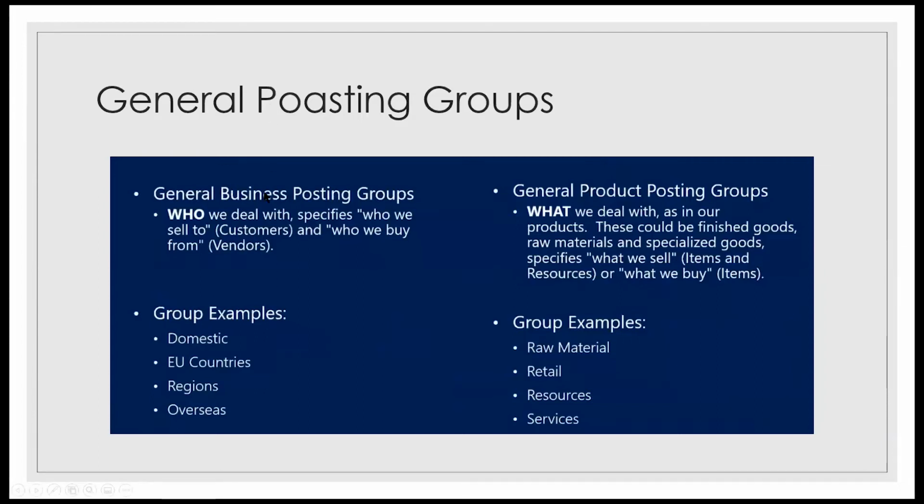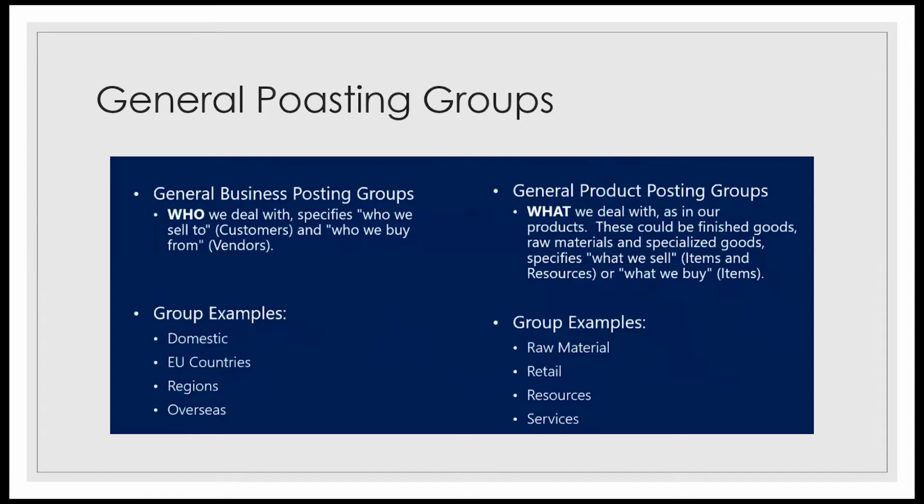I have my general posting. What happens whenever I have different criteria or variables? For instance, if I purchase, I have domestic vendors, right? Or by regions or overseas, and also different types of items, right? So I have raw material, retail, resources, or services type of items. I started with this example.